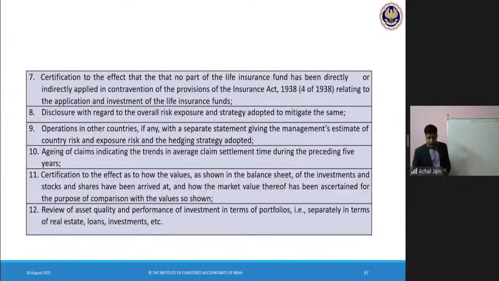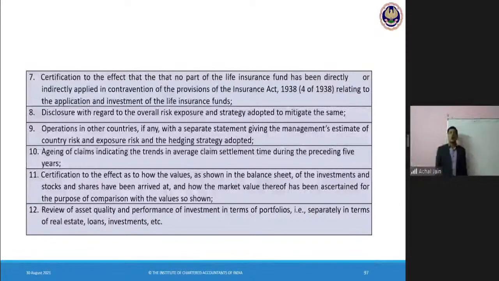Disclosure with regard to overall risk exposure and strategy adopted to mitigate the same. This is again required to be disclosed. Operations in other countries, this is required to be specified. Aging of claims, indicating the trends in average claim settlement time during the preceding 5 years, this is required to be specified.